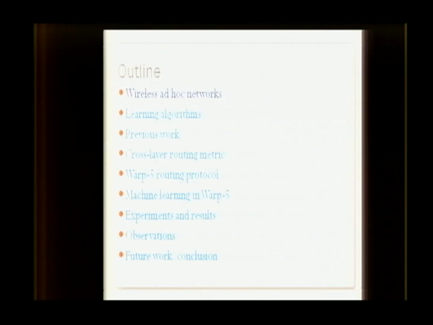So I'll outline the talk. I wanted to first talk a little bit about wireless ad hoc networks, but you're all networking people, so I'm going to try to move through that quickly. Are there any AI machine learning folks here? Not a one. Okay, I can handle that. Then I want to talk about learning algorithms, which I think will be of greater interest. Then previous work in routing protocols, including reinforcement learning-based routing protocols. Then a new cross-layer routing metric and a routing protocol called WARP5. After that, how machine learning works in WARP5, and then the experiments and results, in comparison to not only shortest route protocols, but the queue routing protocol as well. A few observations, and then future work.